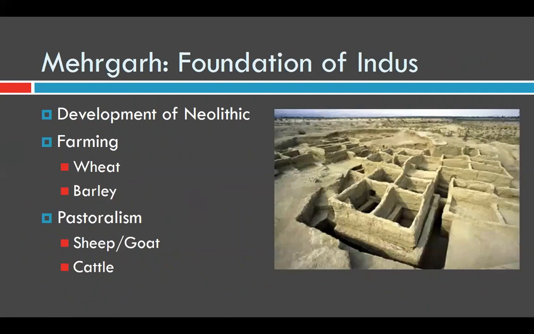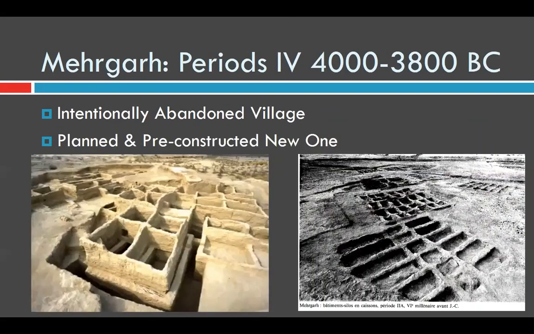Some foundational developments for the Indus civilization occurred during these Neolithic periods: farming of wheat and barley, pastoralism of sheep and goat, and ranging of cattle. So we have everything that we need here for the rise of more complex societies.